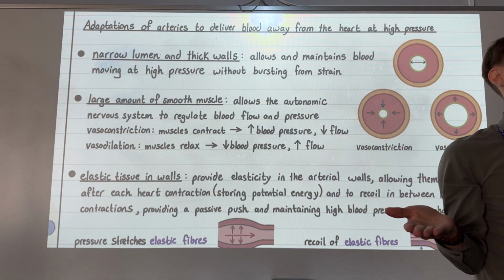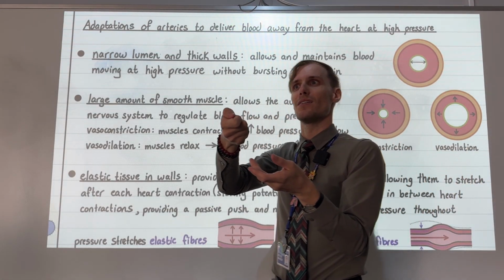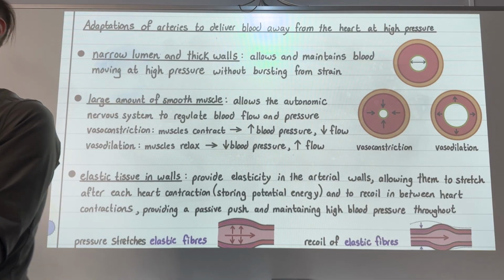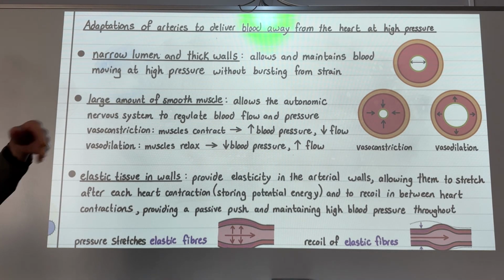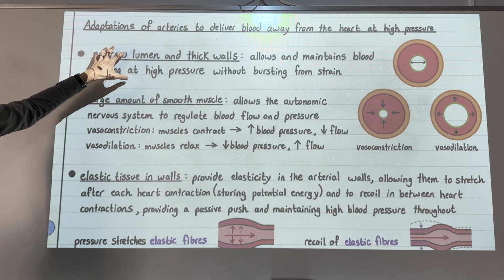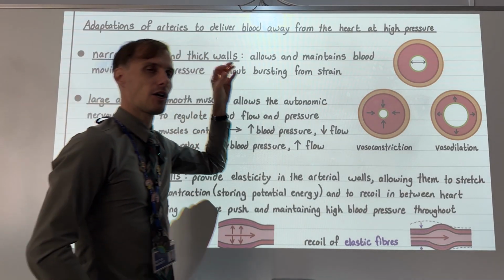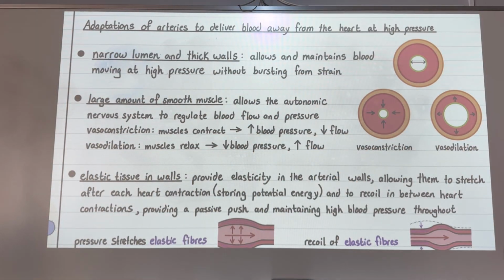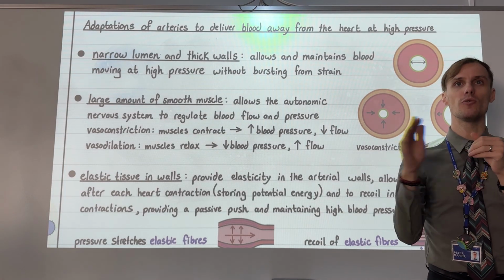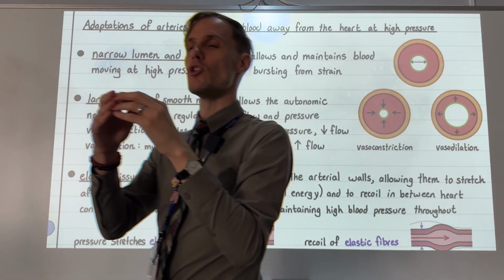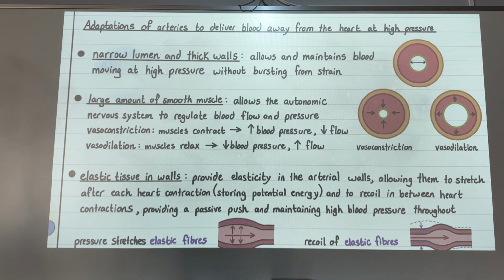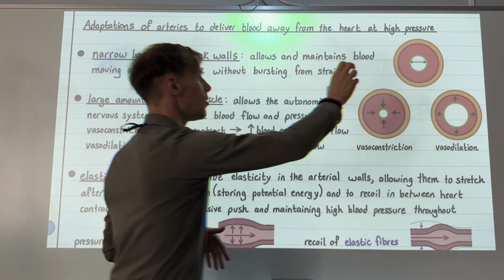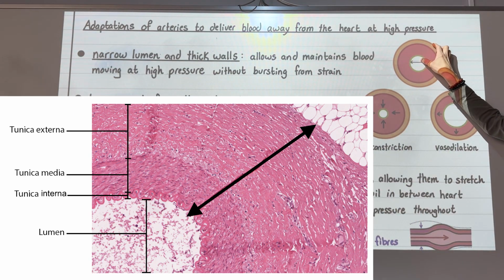Well, how did you do that? You've decreased the lumen of that vessel, causing much higher pressure to happen, right? So the narrow lumen here contributes to its really high pressure. However, if you're going to move a fluid at very high pressure, you need to support it to make sure it doesn't burst open. So for that reason, the walls of arteries are really, really thick.